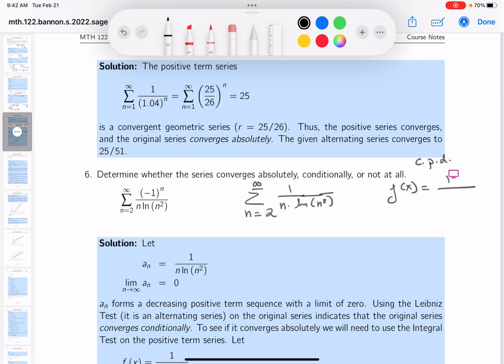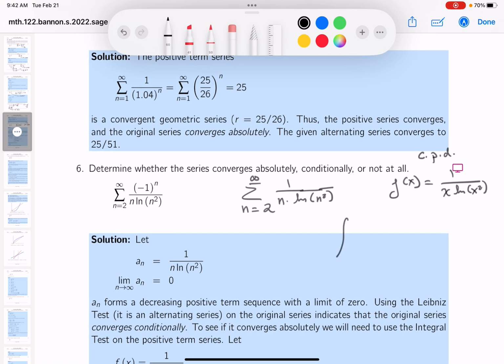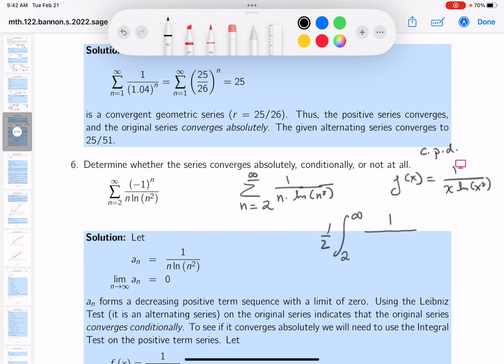I'm going to use the integral test on it. And let's write that down. So I'm going to do the integral test on this, and I'm going to start at 2, go off to infinity, and you're going to get 1. I'm going to simplify the log. I'm going to say 1/2, because the 2 comes down, and you get x ln x dx.